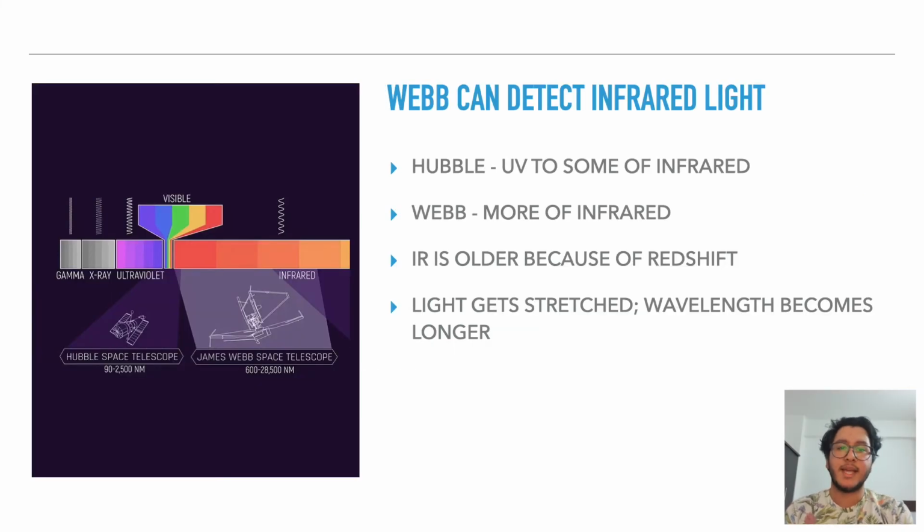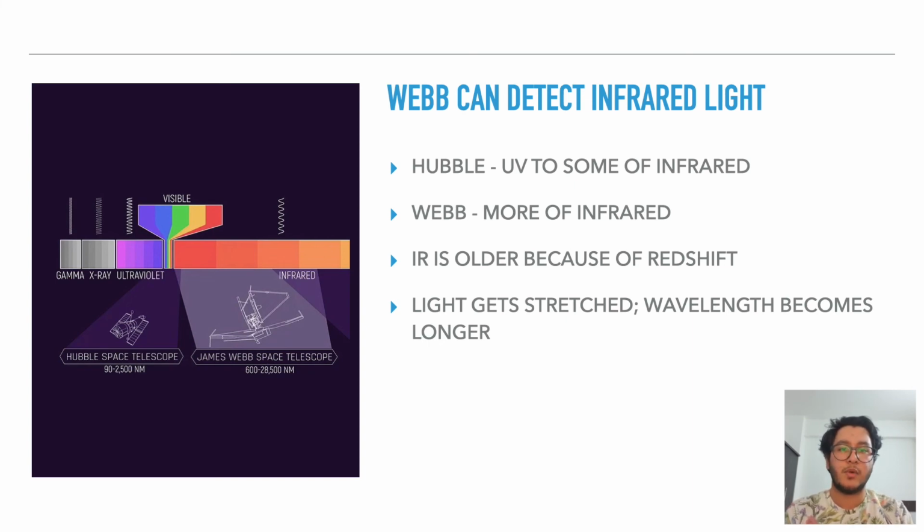And now let's move on to the second big difference, which is that the James Webb Telescope can detect infrared light. The Hubble Space Telescope, as you can see in the image, could detect ultraviolet radiation, all of visible light, and some of infrared radiation. And the James Webb Telescope can detect much more of infrared radiation, which is also thanks to the gold-plated mirrors it has. Gold is an excellent reflector of infrared radiation, which is why the mirrors of the James Webb Telescope were coated in gold. And the reason why infrared radiation is better for space exploration is because of redshift.